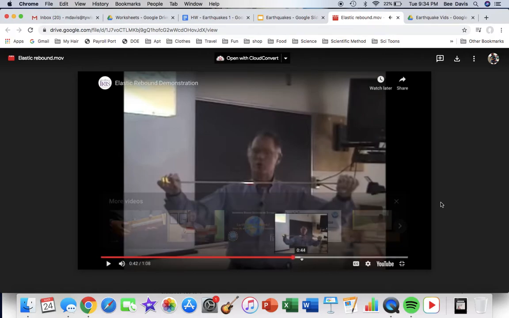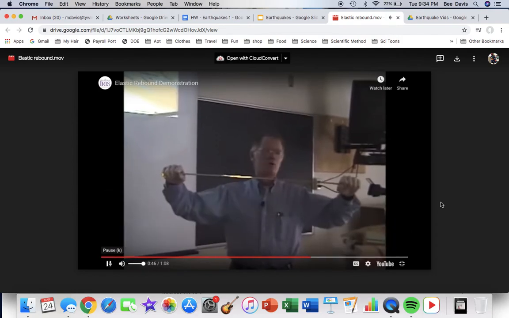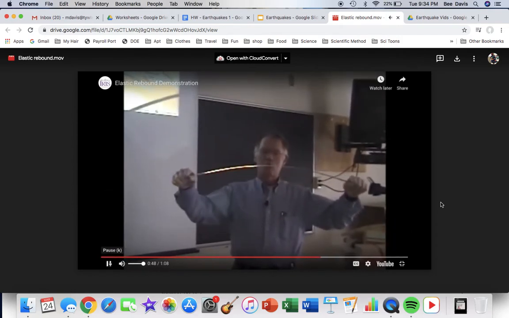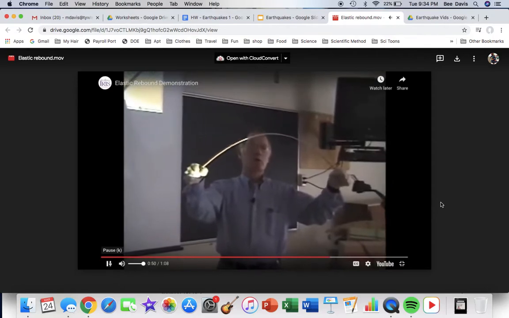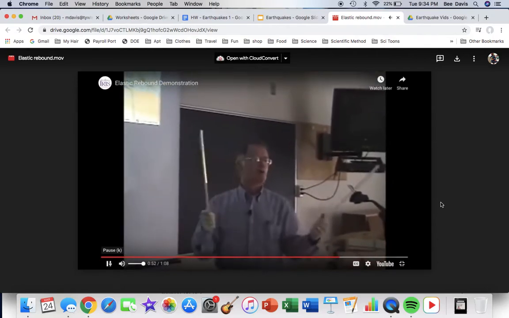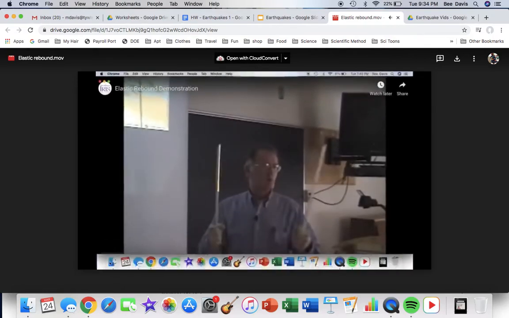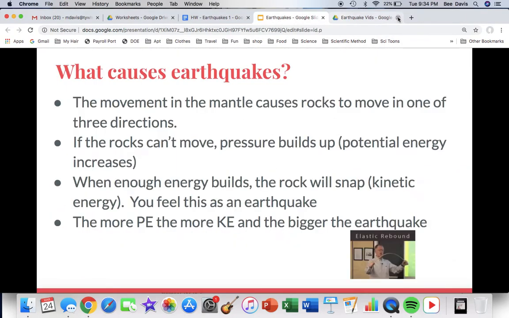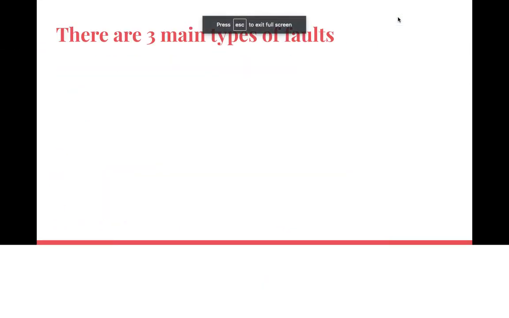I'm just going to forward it a tiny bit. And bend it too far, then, of course, what's going to happen is it's going to fracture. So that was the limit. That's it. That's all elastic rebound is.